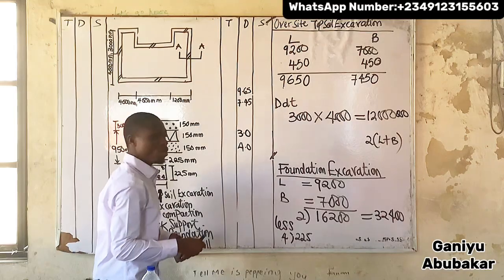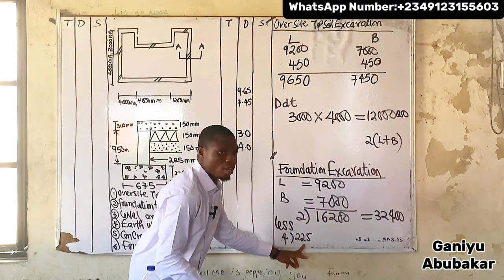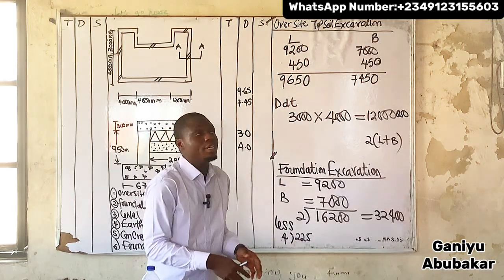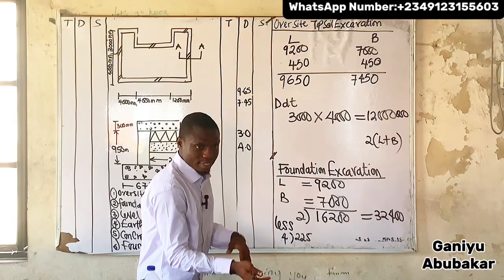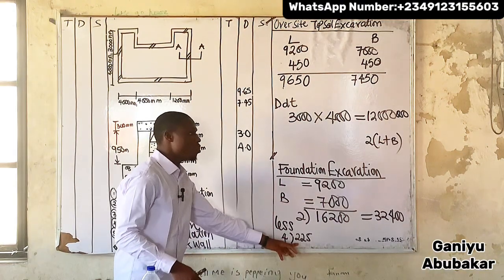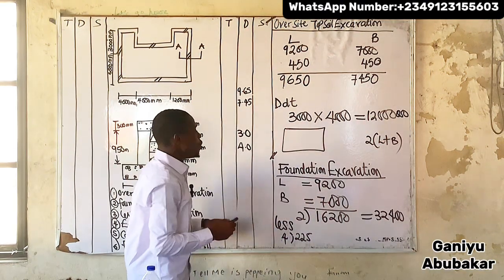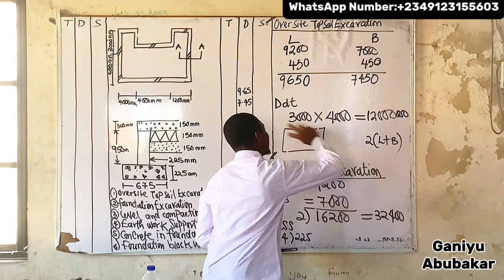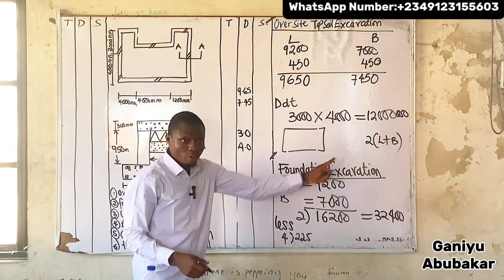225. Look up. We said 225 was established. This 225 was what? The block space, right? For this part here and this part here, this part here and this part here, we have 4 sides all together, abi.